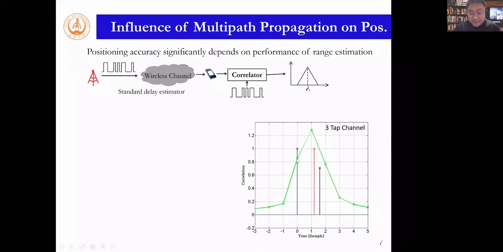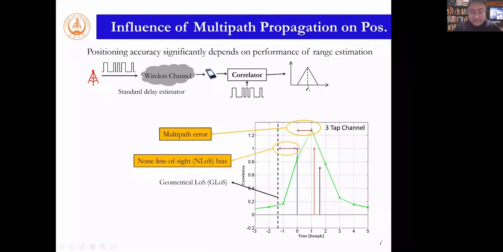If we have multipaths, like we have a second path and a third path shown by the red and black curves respectively, then the output of the correlator is changed a little bit. Particularly, the maximum peak is drifted, and we call it the multipath error in the ranging. Okay, so this is the first issue.